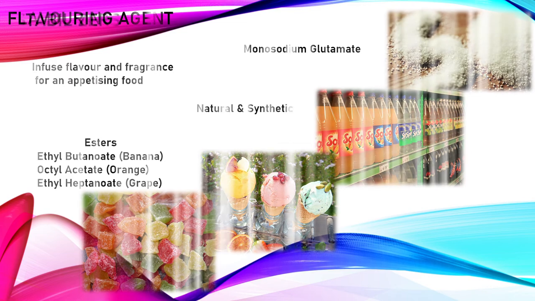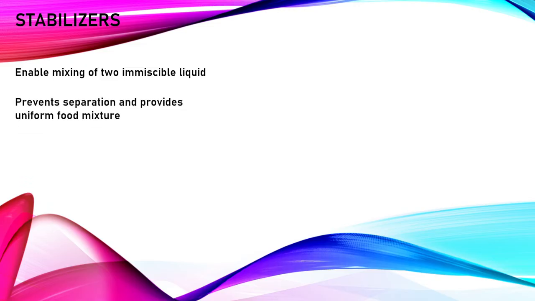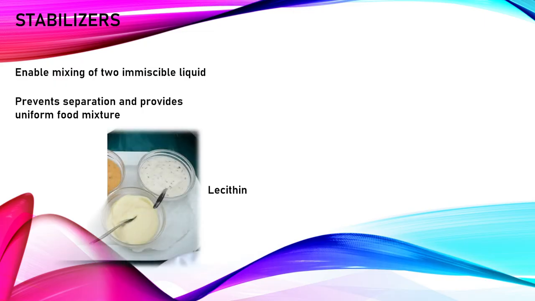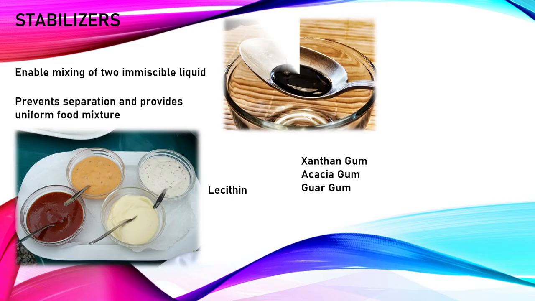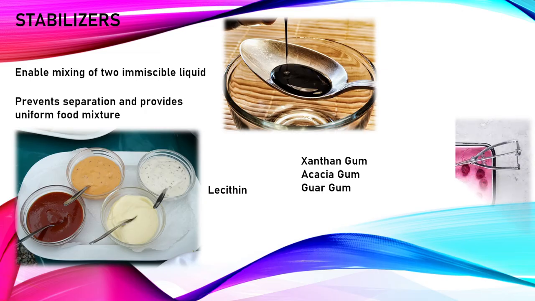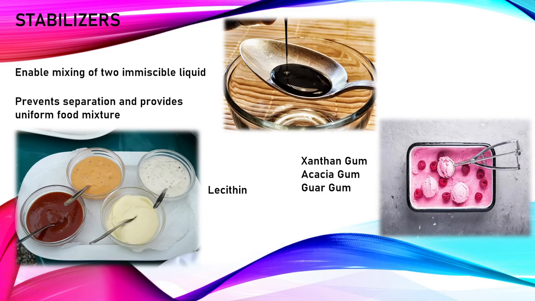Moving on, stabilizers are important in mixing two immiscible liquids into a uniform mixture. This is also to prevent separation in processed food like ketchup and mayonnaise. For example, mayonnaise contains lecithin. Oyster sauce contains xanthan gum as its stabilizer. Ice cream also contains stabilizers such as xanthan gum, guar gum, and acacia gum.